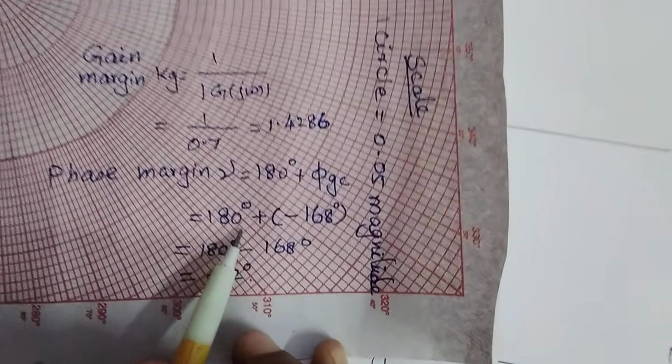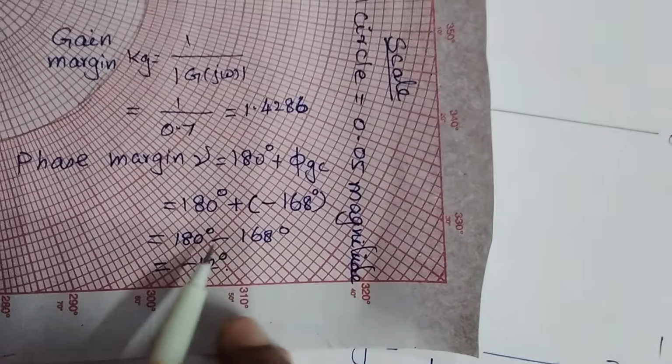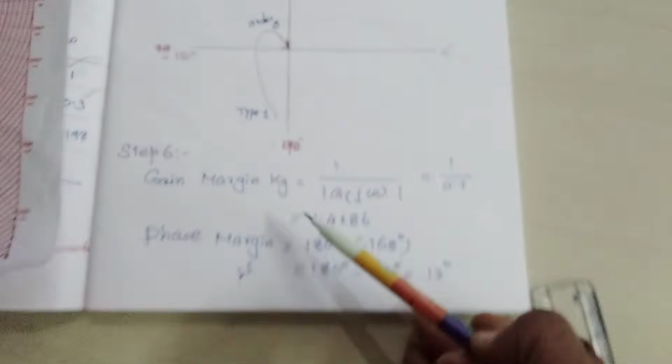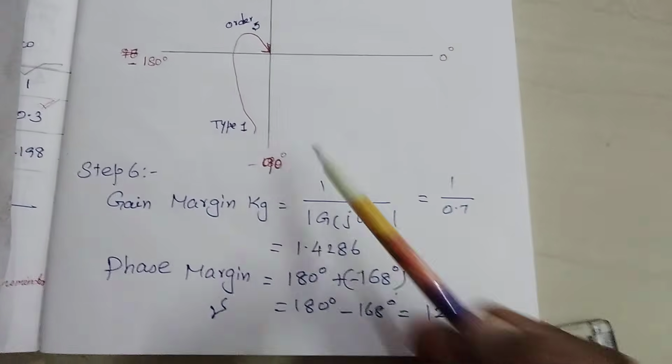So your phase margin is 180 degrees plus minus 168, which means minus 12 degrees. So the scale also we have to write. Similarly, we have completed step 5 and step 6. We found the gain margin and phase margin.